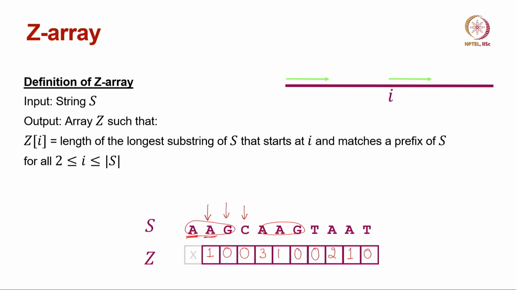So I hope the definition of the Z array is clear to you by now: Z_i is defined as the length of the longest substring of S that starts at position i and matches a prefix of S.